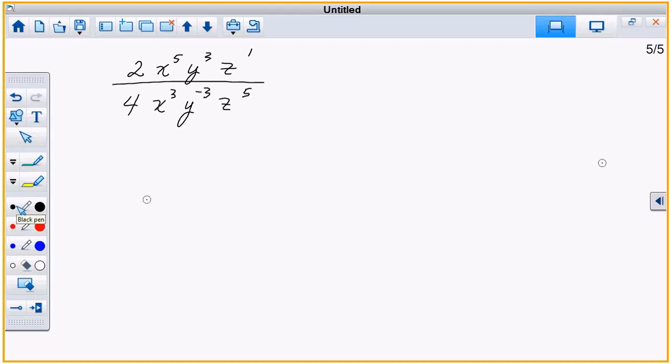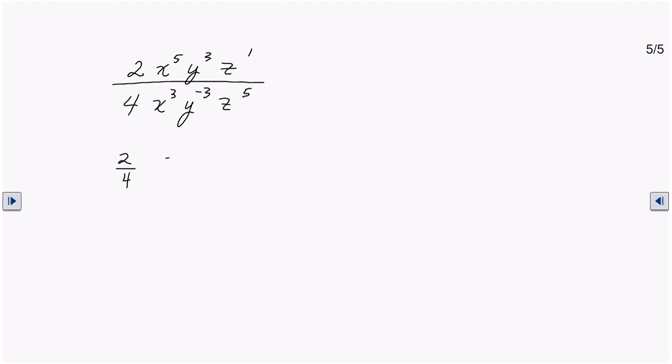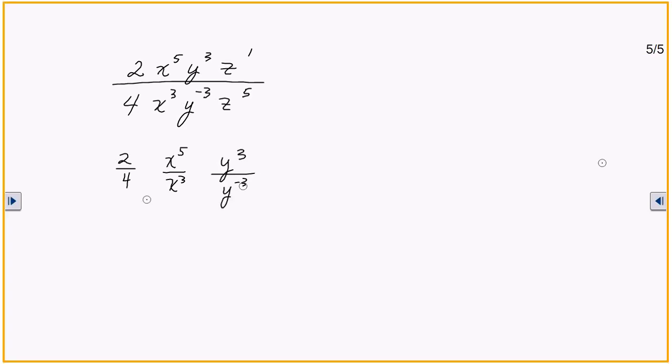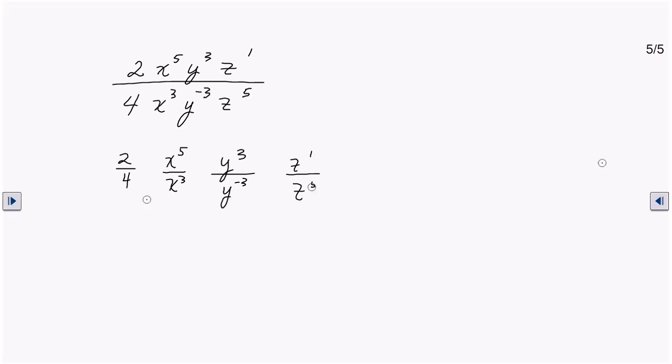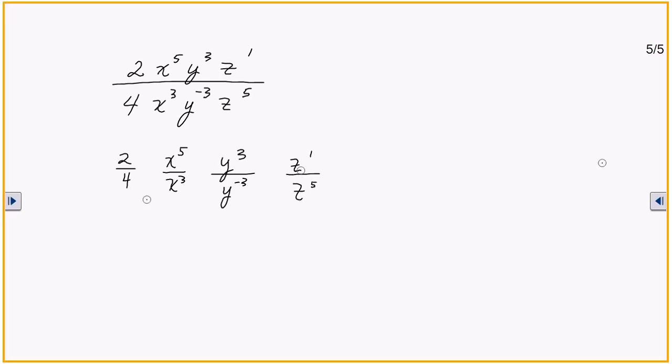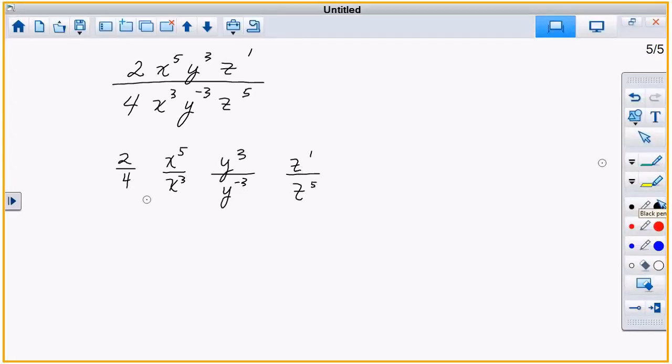So, I'm going to break this up into 2 over 4, x to the 5th over x to the 3rd, y to the 3rd over y to the negative 3rd, z to the 1st over z to the 5th. Now, the most common mistake here is students will mark that y to the 3rd over y to the negative 3rd. They'll mark that out and say that that cancels. And automatically, they have gotten the whole problem wrong. Okay, you can't assume things just because you look at it and think that's what happens. That doesn't work. So, the 2 over 4 from basic math, we know that reduces down to 1/2.